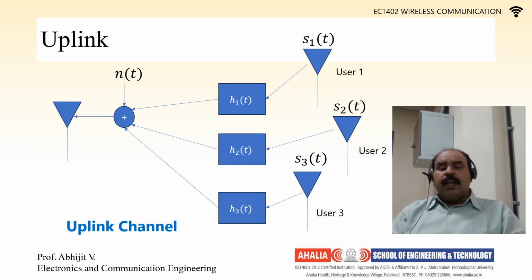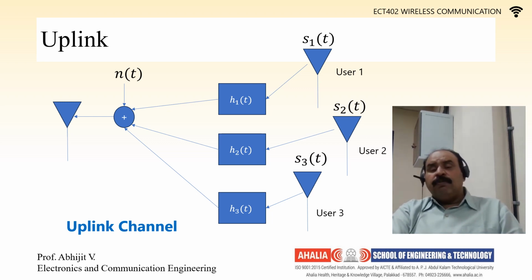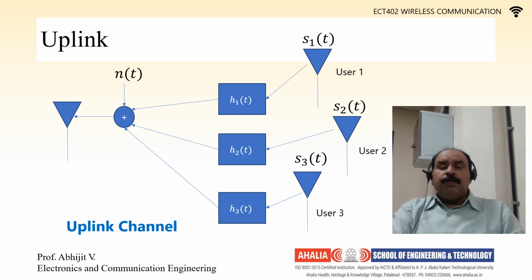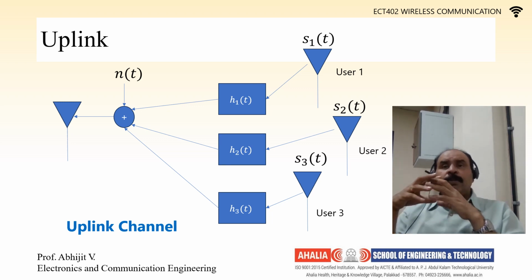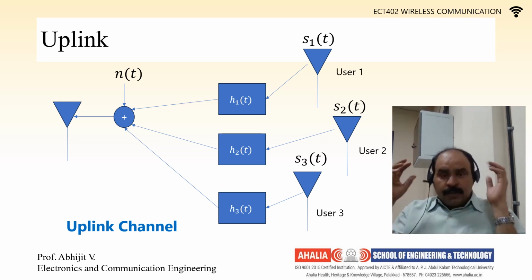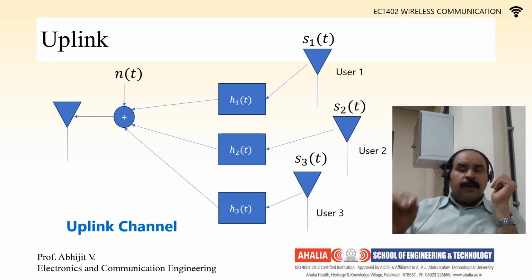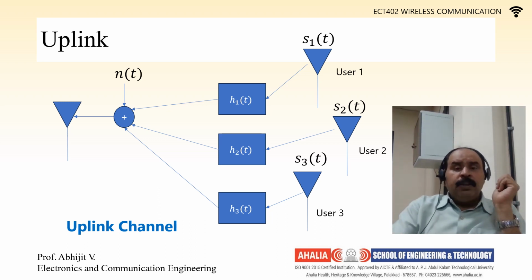This is a basic block diagram of an uplink channel. You have multiple users here, for example user 1, user 2, user 3, each transmitting a signal S1 of t, S2 of t, S3 of t, and so on, traveling through a wireless channel with a frequency response given as H1. Finally, noise is added, and this is received at the receiver end with an antenna. This is the fundamental block diagram of an uplink channel.